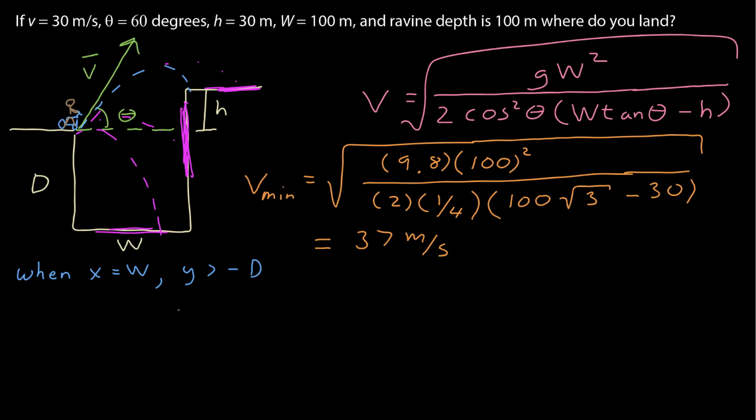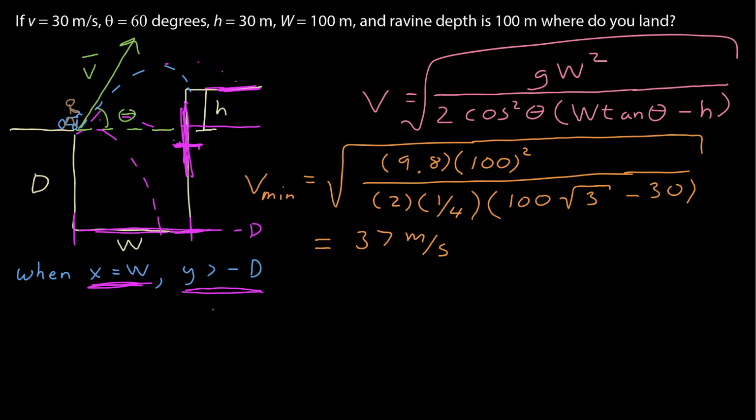What does it mean to hit the wall? If you hit the wall, that means when you've traveled a distance w horizontally, when your x condition is w, your y condition is not yet at the bottom, which means the y parameter is greater than a negative d. If by the time x crosses the ravine, your y position is still greater than the bottom, that's a mathematical representation of hitting the wall.